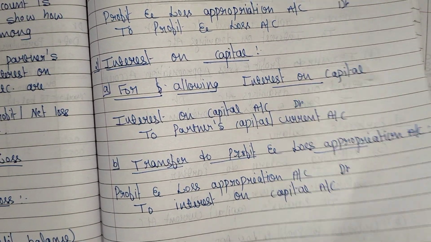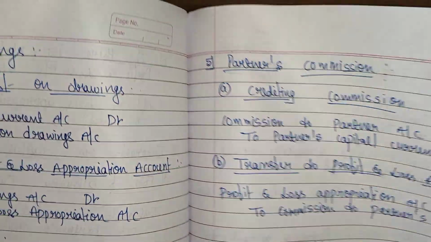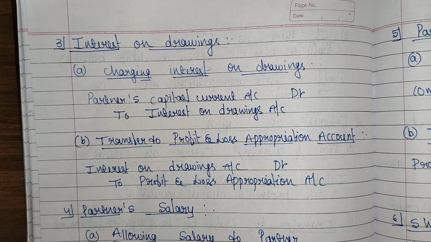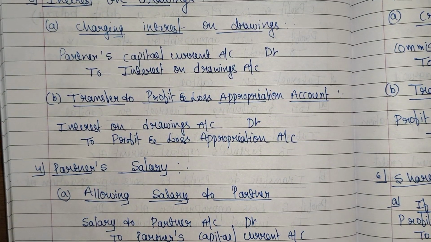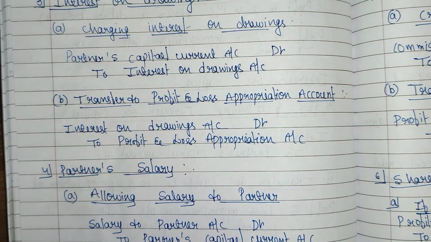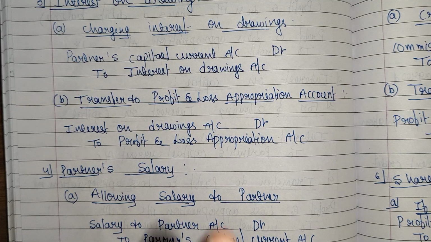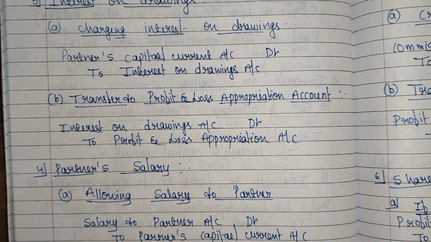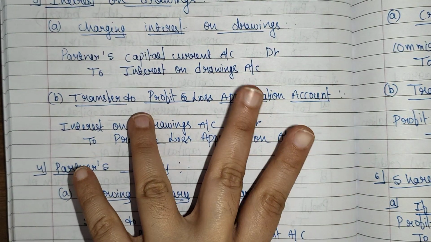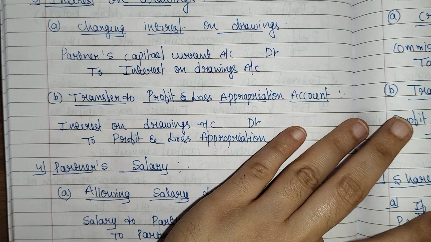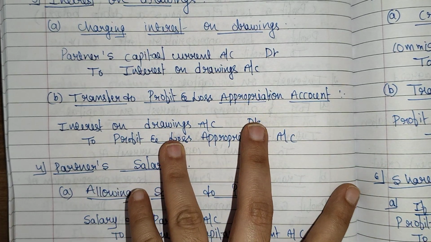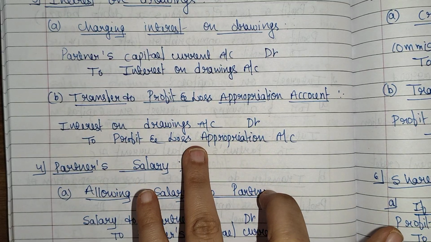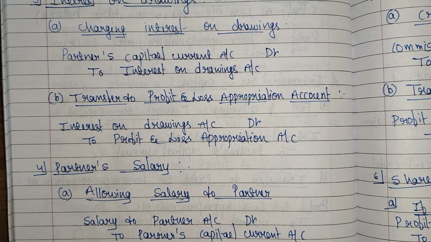Now net profit and net loss is over. The second item is interest on capital, and the third one is interest on drawings. In the fixed and fluctuating capital methods, what will we do? First, we need to charge the interest on drawings. The entry is: Partners' Capital or Current Account debit to Interest on Drawings Account. Now we need to transfer this to the Profit and Loss Appropriation Account: Interest on Drawings Account debit to Profit and Loss Appropriation Account.